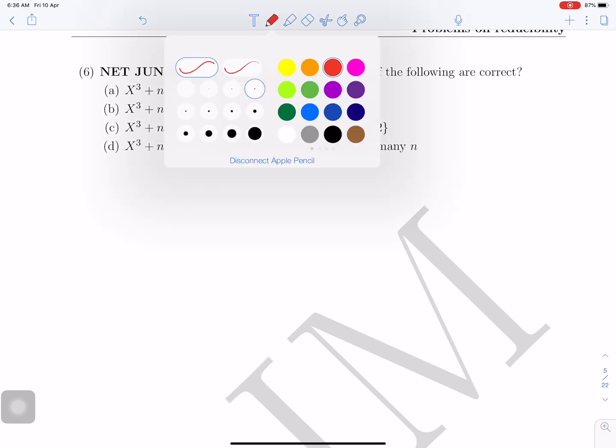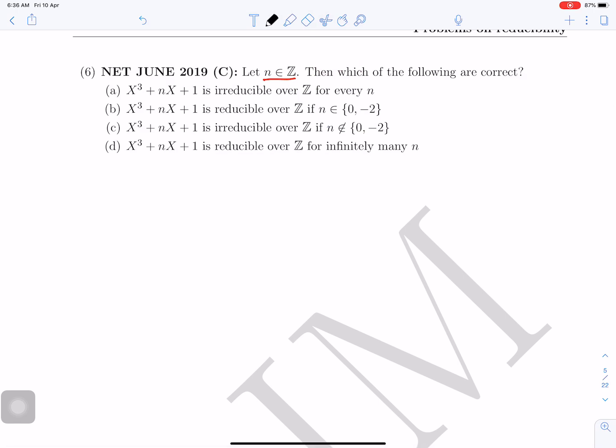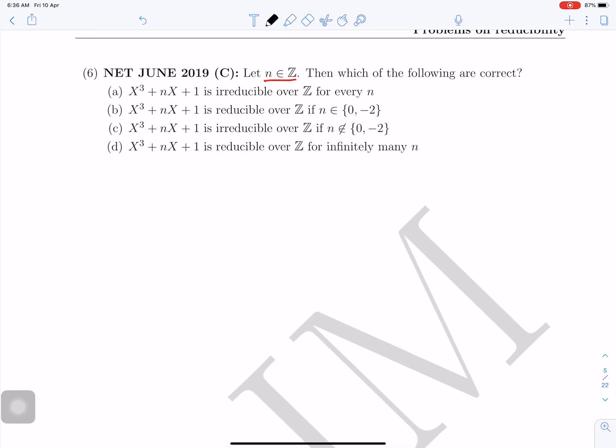So here, let me say first of all, let f(x) be equal to x cube plus nx plus 1. Now for n equal to 0, you consider n equal to 0, f(x) will be what? It is x cube plus 1. But x cube plus 1 is what? It is (x plus 1) into (x square minus x plus 1). So it means what?